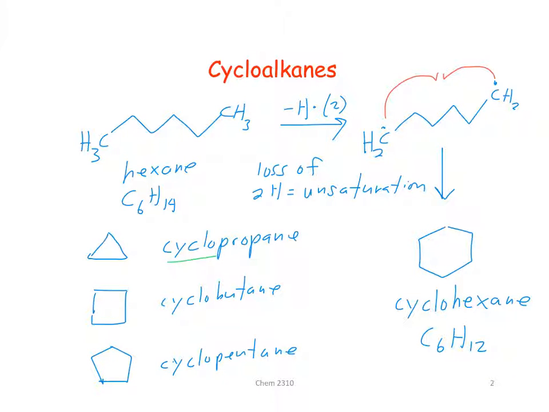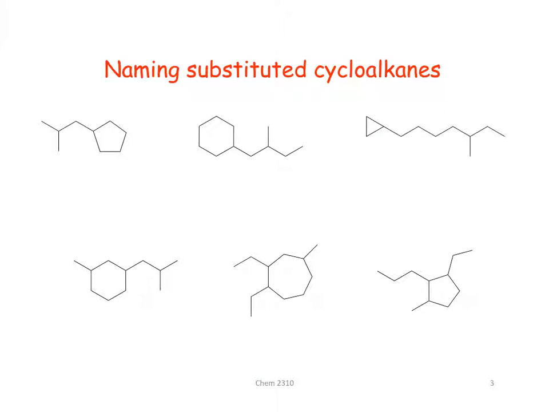So let's take a look at how we would name cycloalkanes. Most of the rules are going to remain the same, except the parent is going to be the ring, as long as the ring is the biggest part of the structure. If we have an alkyl chain attached to the ring that's bigger than the ring size, then we'll name the ring as a substituent. I'll show you an example of that.